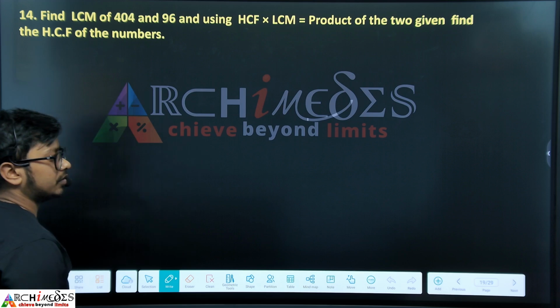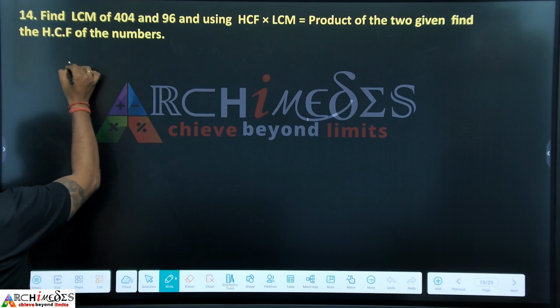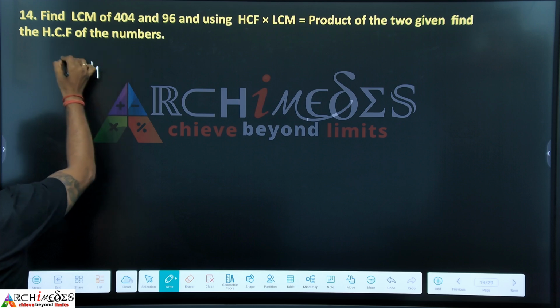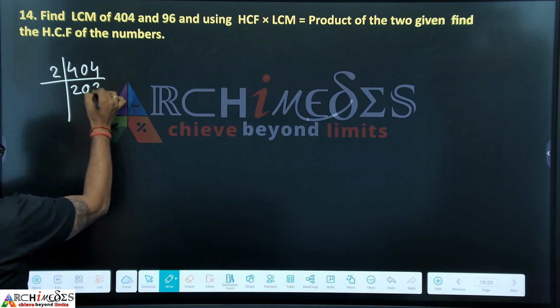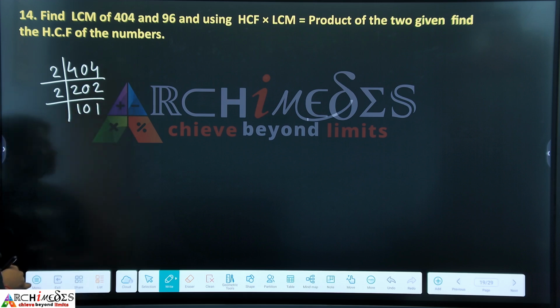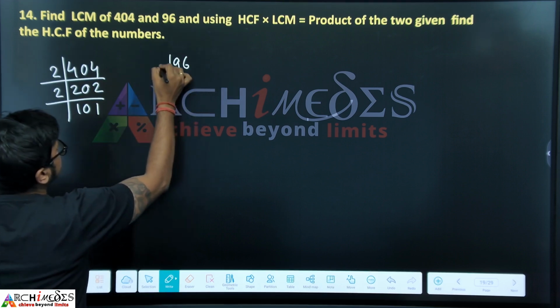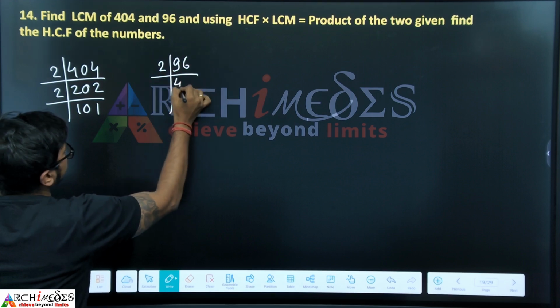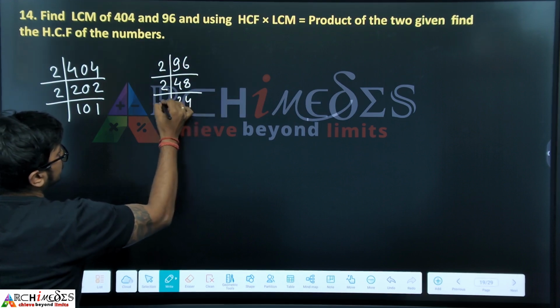Okay. Look over. This is a very easy question. Find the LCM of 404 and 96. Let's find out the LCM. 404. Okay. So let's do with the 2 dear first. 202. Again with 2. 101. Any doubt? Clear? So you cannot divide 101 dear. So now 96: 2 4 8, 2 8 16, 2 24, 2 12.